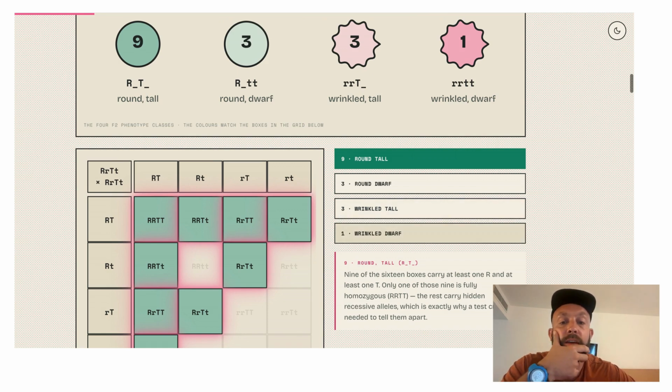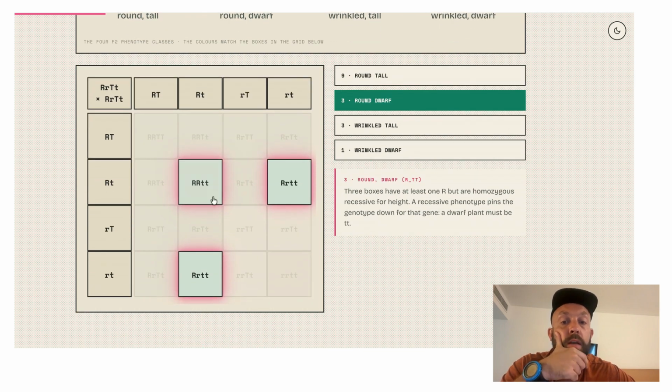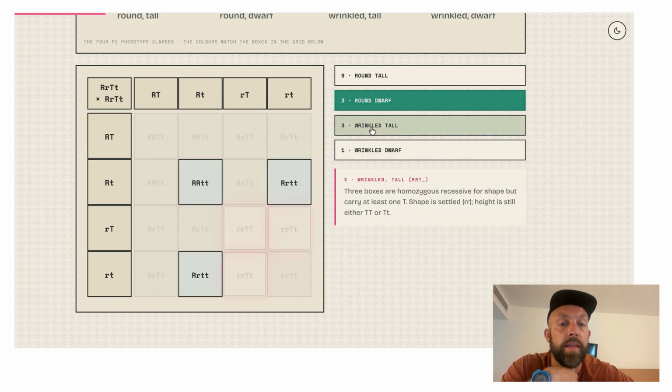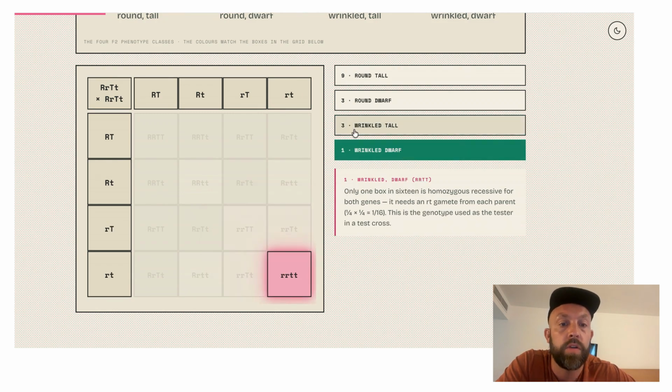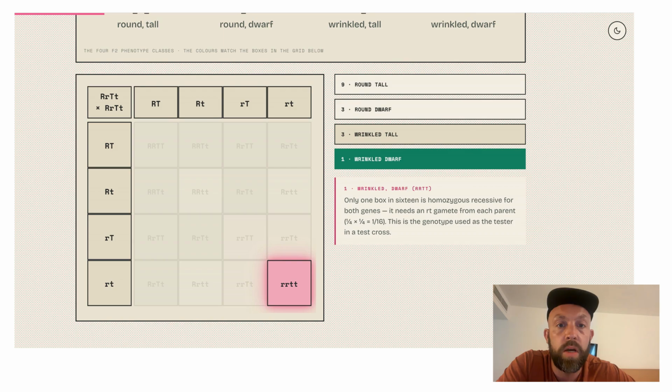Then 3 of them are going to be round and a dwarf. So they have a dominant trait, as you can see here, they've got the dominant R coded for trait, which is round. And then they are a dwarf, homozygous recessive for height. And then the inverse of that would be homozygous recessive for shape, which means they're wrinkled, and having the dominant trait of being tall. And then one individual is homozygous recessive for both traits. So we want to remember 9:3:3:1.